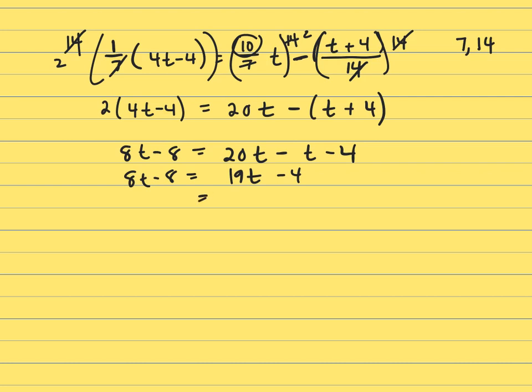And let's subtract 8t from both sides. That leaves you negative 8 equals 11t minus 4. And then add 4 to both sides and get negative 4 equals 11t. And that would be negative 4 divided by 11 equals t.